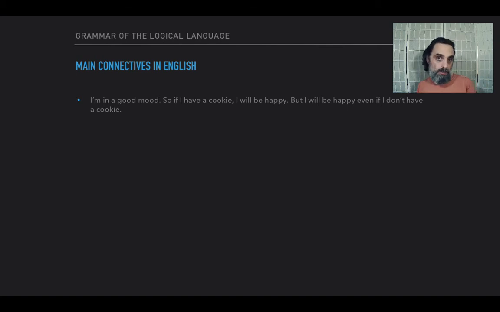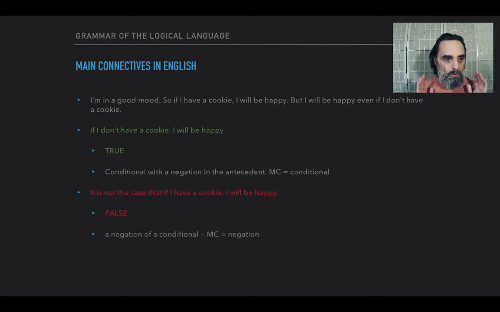We're going to look at two sentences, but it's going to help to think about whether or not they're true, and we're going to consider whether or not they're true in a certain situation, namely one in which I am in a really good mood. So if I have a cookie, yeah, I'll be happy, but also I don't need a cookie to be happy, so I'll be happy if I don't have a cookie. So if I have a cookie, I'll be happy. If I don't have a cookie, I'll be happy because I'm in such a good mood. Okay, so we have the green sentence: if I don't have a cookie, I will be happy.